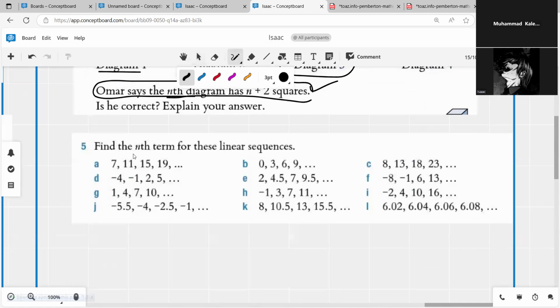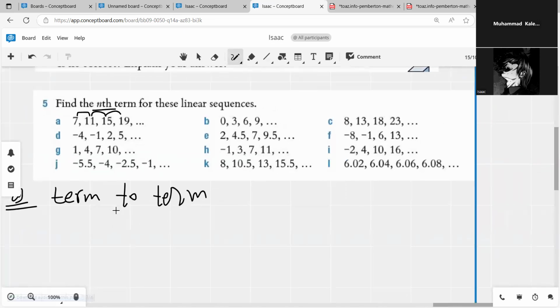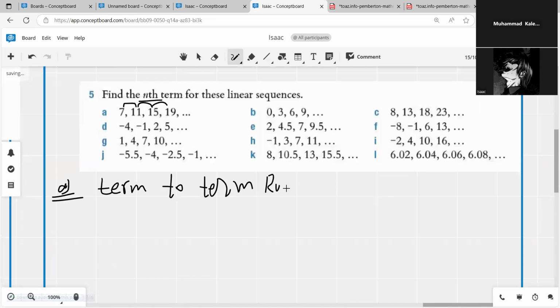Here we have to find the nth term, not the term to term rule. The term to term rule is very easy. You just have to add 4. That's the term to term rule for part A: add 4 to the previous term to find the next one. That's the rule.